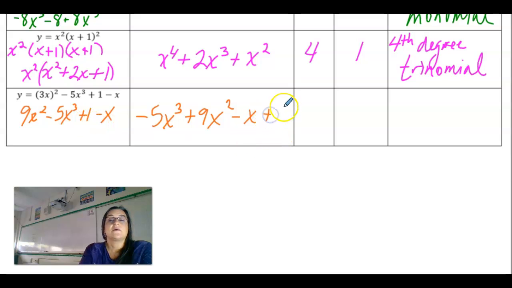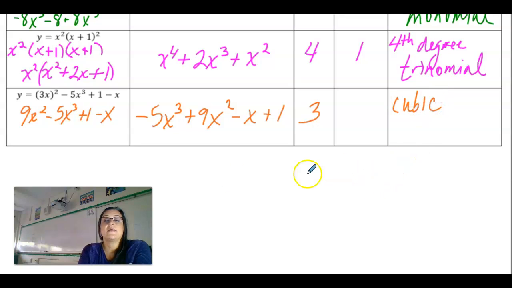and then in fourth place would be our constant, plus 1. So we have a degree of 3, and we call degree 3 polynomials cubic. So this is a cubic, and it has a leading coefficient of negative 5. And 1, 2, 3, 4 terms. So this is a cubic 4-term polynomial.